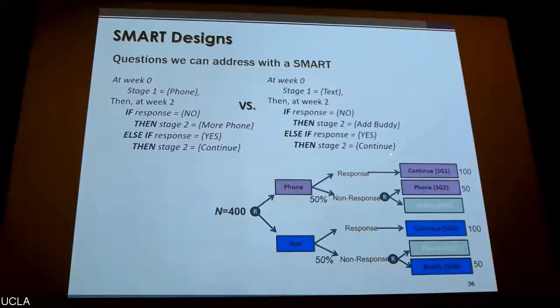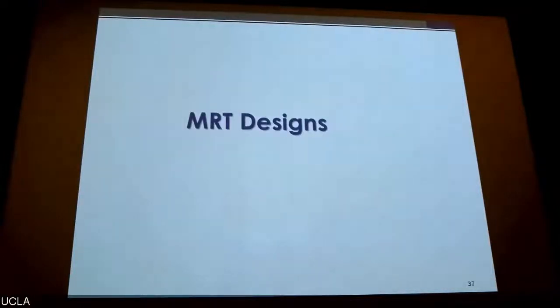And it's an interesting question. Why? Because it would be interesting to see whether the least expensive one is as good as the most expensive one. If my least expensive adaptive intervention is as good as the most expensive one, what would I choose? Okay, let's talk about MRTs.